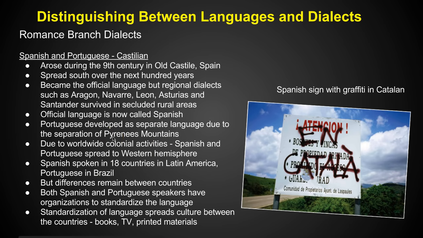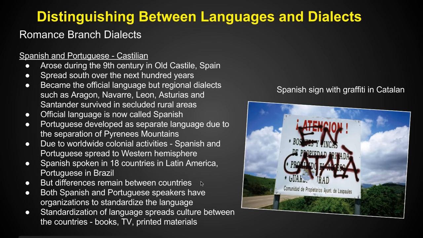Due to the worldwide colonial activities, Spanish and Portuguese spread to the Western Hemispheres. Spanish is now spoken in 18 countries in Latin America, and Portuguese is prevalent in Brazil. It seems like it's so much more, but you think about Brazil is a huge landmass, so actually it incorporates a lot of people in that area as well.